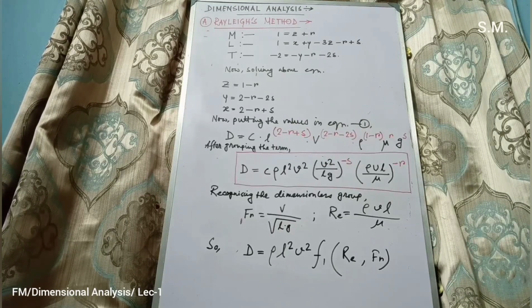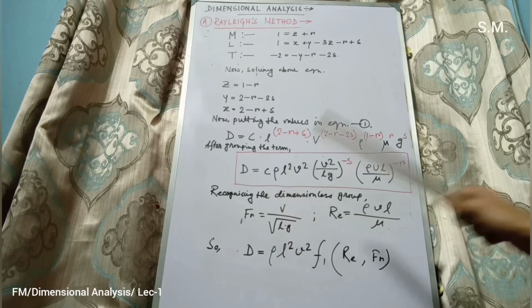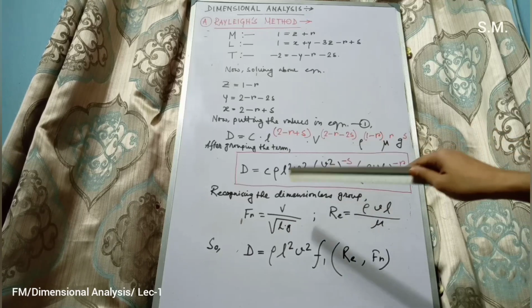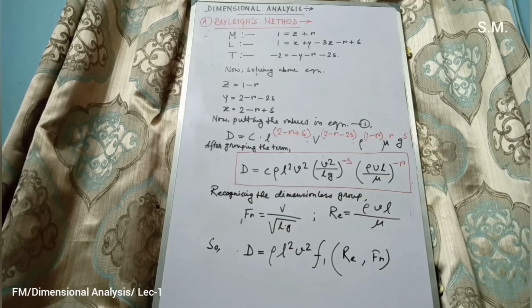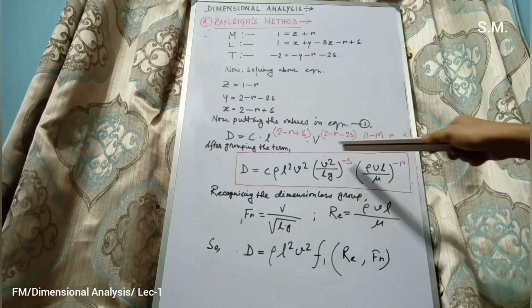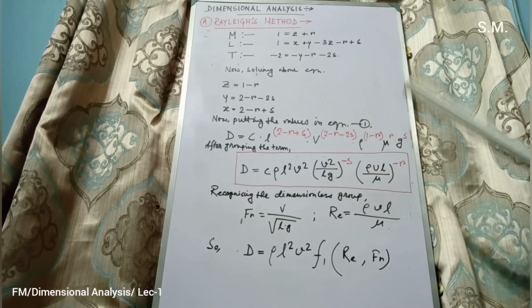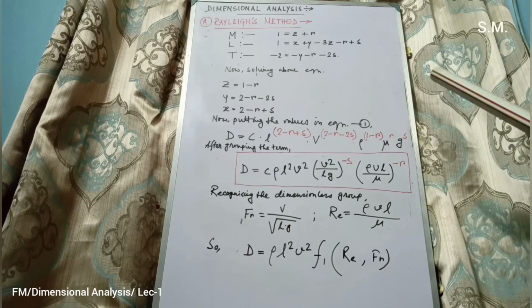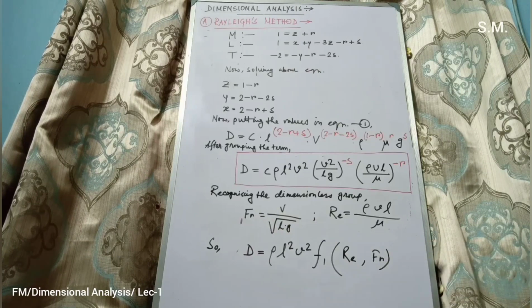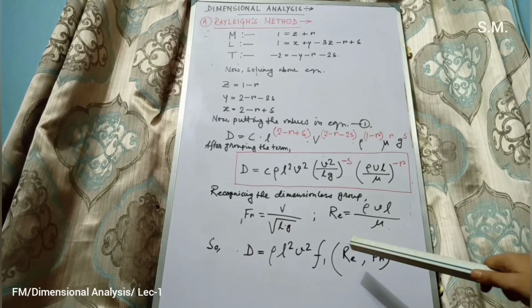Now recognize the dimensionless groups. This term is nothing but a Froude number. According to the Froude number, V by root Lg, so V square by Lg is nothing but a Froude number. And this group is the Reynolds number. According to the Reynolds number, we know rho VL by mu, so here is rho VL by mu. So ultimately drag force is a function of the Froude number and the Reynolds number.